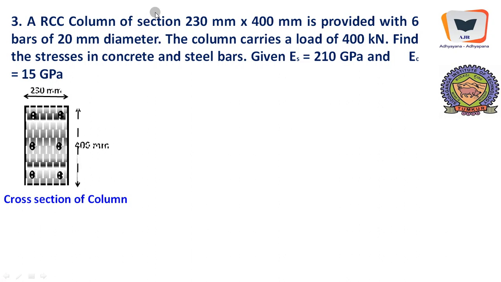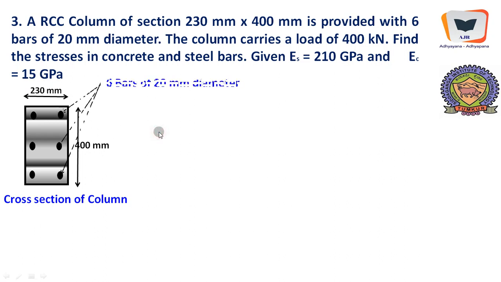Now we'll go for the third problem. An RCC column of section 230 millimeter by 400 millimeter. We have shown only the section; we have not shown the isometric view of the column for obvious reasons. It's not required. This is provided with 6 bars of 20 millimeter diameter, steel bars of course. The column carries a load of 400 kilonewton.